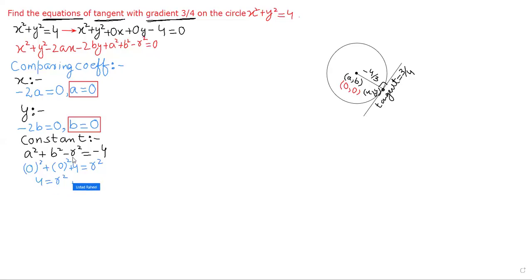So the value of r is coming, r equals to 2, right? So I've got a, b, and I have got the length of radius also over here. Radius I have found out, okay? And I'm writing it over here in this one.